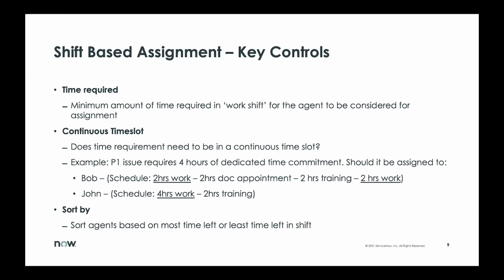He has 2 hours of work time, 2 hours of doctor's appointment, 2 hours of training, and again 2 hours of work time, which means he has 4 hours, but then it's across the entire day. Whereas Agent John has 4 hours in one single time slot. So you may want to prioritize John over Bob. And the final lever that you have at your disposal is sort by, where you may want to prioritize agents with most time left in the shift or least time left in the shift.